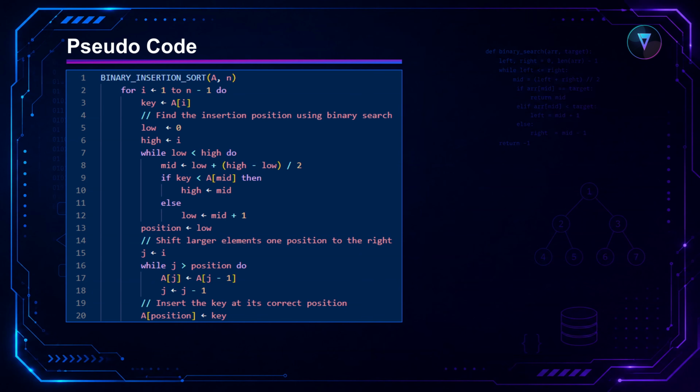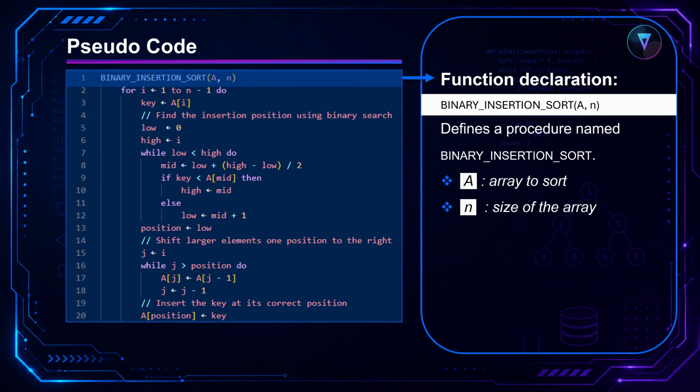Now that we understand the definition of binary insertion sort and its basic idea, can we look at its pseudocode? Absolutely. We already know that the algorithm maintains a sorted portion and an unsorted portion. Now, let's see how each step is represented in pseudocode. Great. Let's go through it one line at a time. The first line is binary insertion sort, A, N.